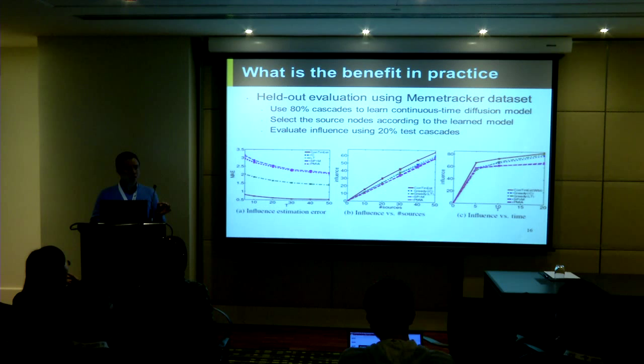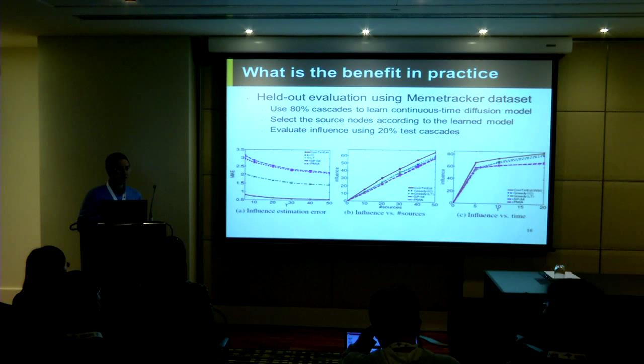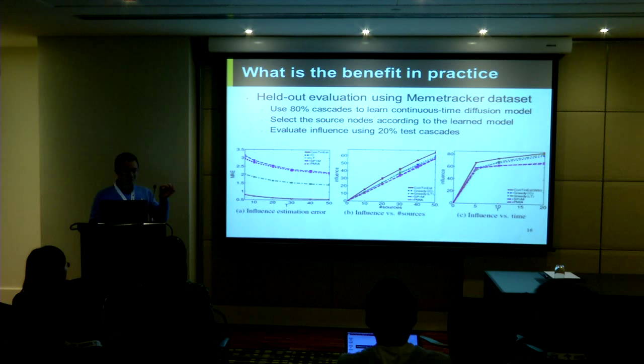So this is one example where you can use this continuous-time diffusion model. You can use it for maximizing the inference. Suppose you're an advertiser and you want to pick a few people to send out free samples. Hopefully the information can diffuse to more people. You can choose these people using this algorithm, and you get better overall inference. So this is one example where you can apply this continuous-time diffusion model.